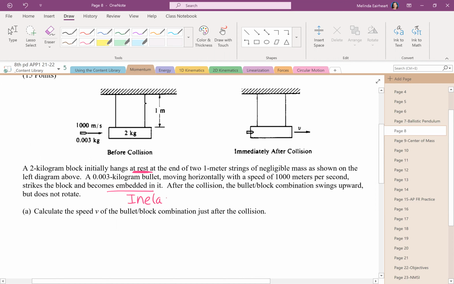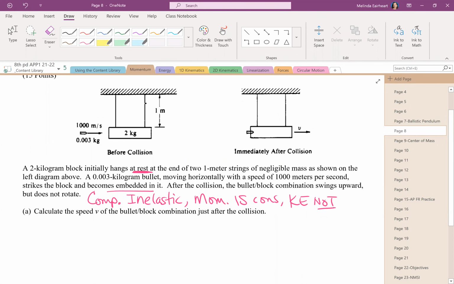Inelastic, and if you want to get specific, completely or perfectly inelastic. And so momentum is conserved. Is kinetic energy? No. After the collision, the combination swings upward but does not rotate. Thank goodness. Calculate the speed of the combination just after the collision. And so again, we had height change previous. We used conservation of mechanical energy. Here it's talking about the collision. So what's our game plan? What's our plan A?